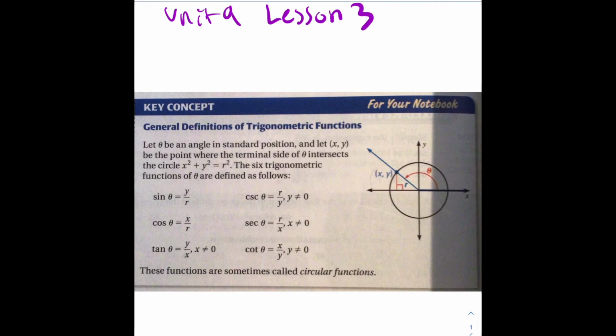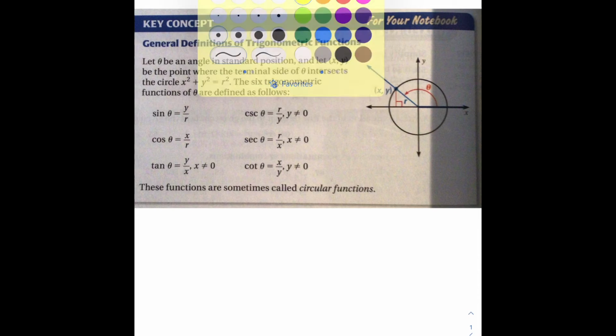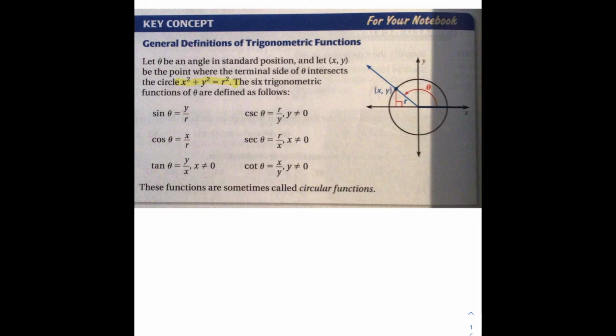So if we look at the notes here, the general definitions of a trig function. Again, we have our standard circle equation. Theta is in standard position, and x and y is the terminal side. So again, thinking about SOHCAHTOA, but this is just with x's, y's, and r's. Y over r, x over r, y over x. And then cosecant, secant, and cotangent are reciprocals. They're flip-flopped versions of sine, cosine, and tangent.